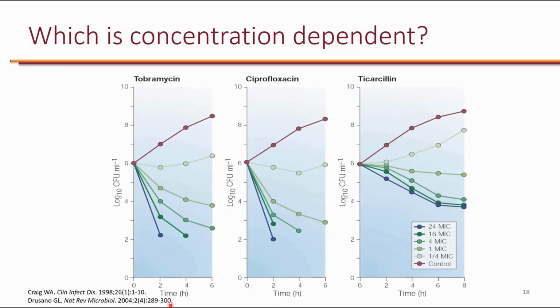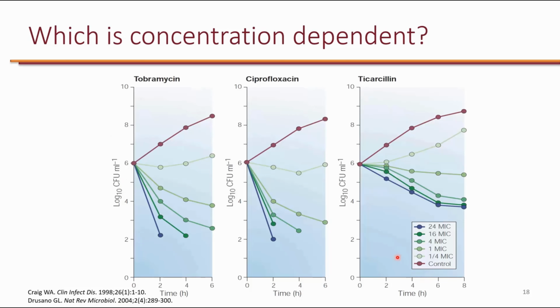In this picture, on the horizontal axis, we're looking at time, and the units of time are hours. And on the vertical axis, we're looking at the log drop in the CFU, or colony forming units, of bacterial growth. So CFUs are basically units of measuring how much bacteria grow on culture. So in all 3 of these experiments, we have the control.